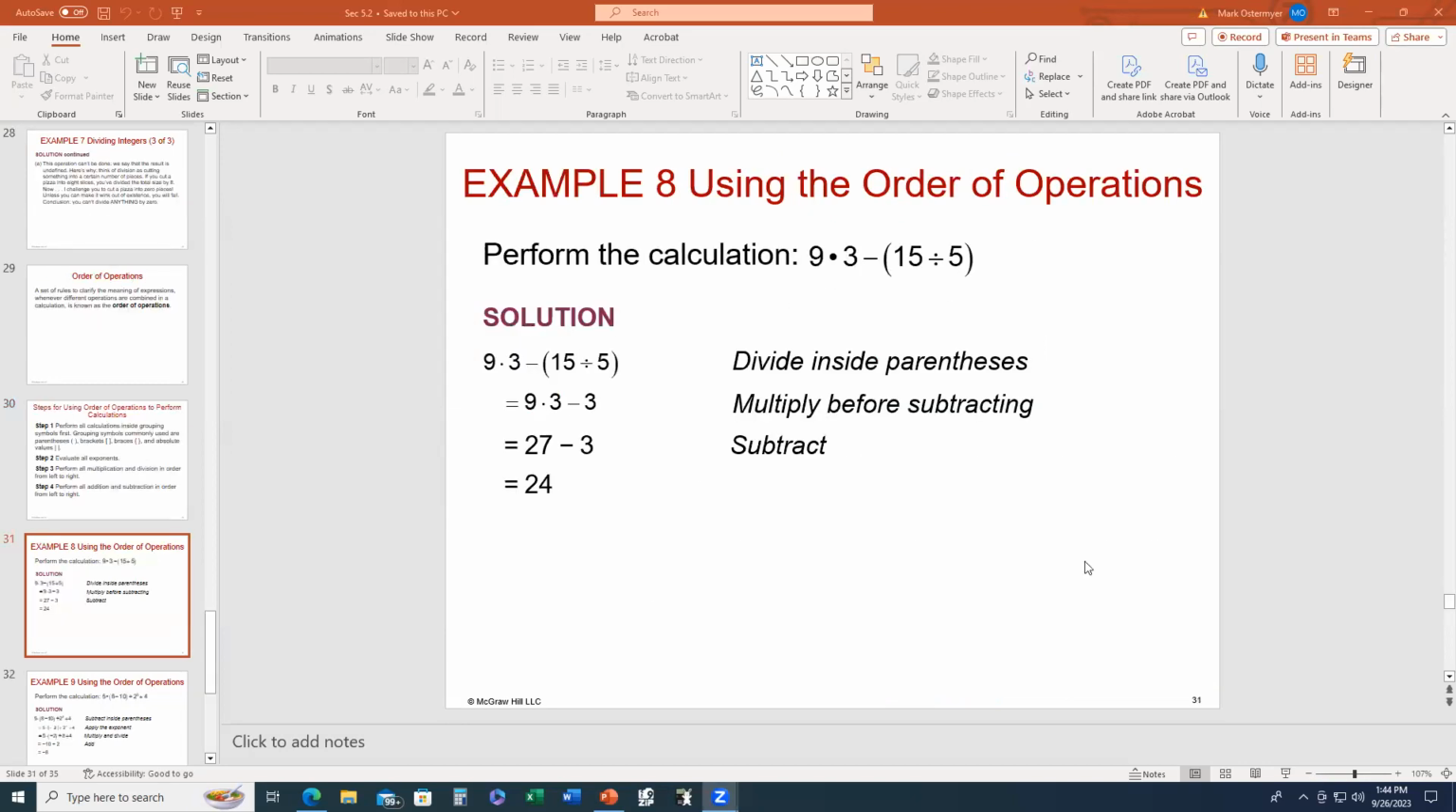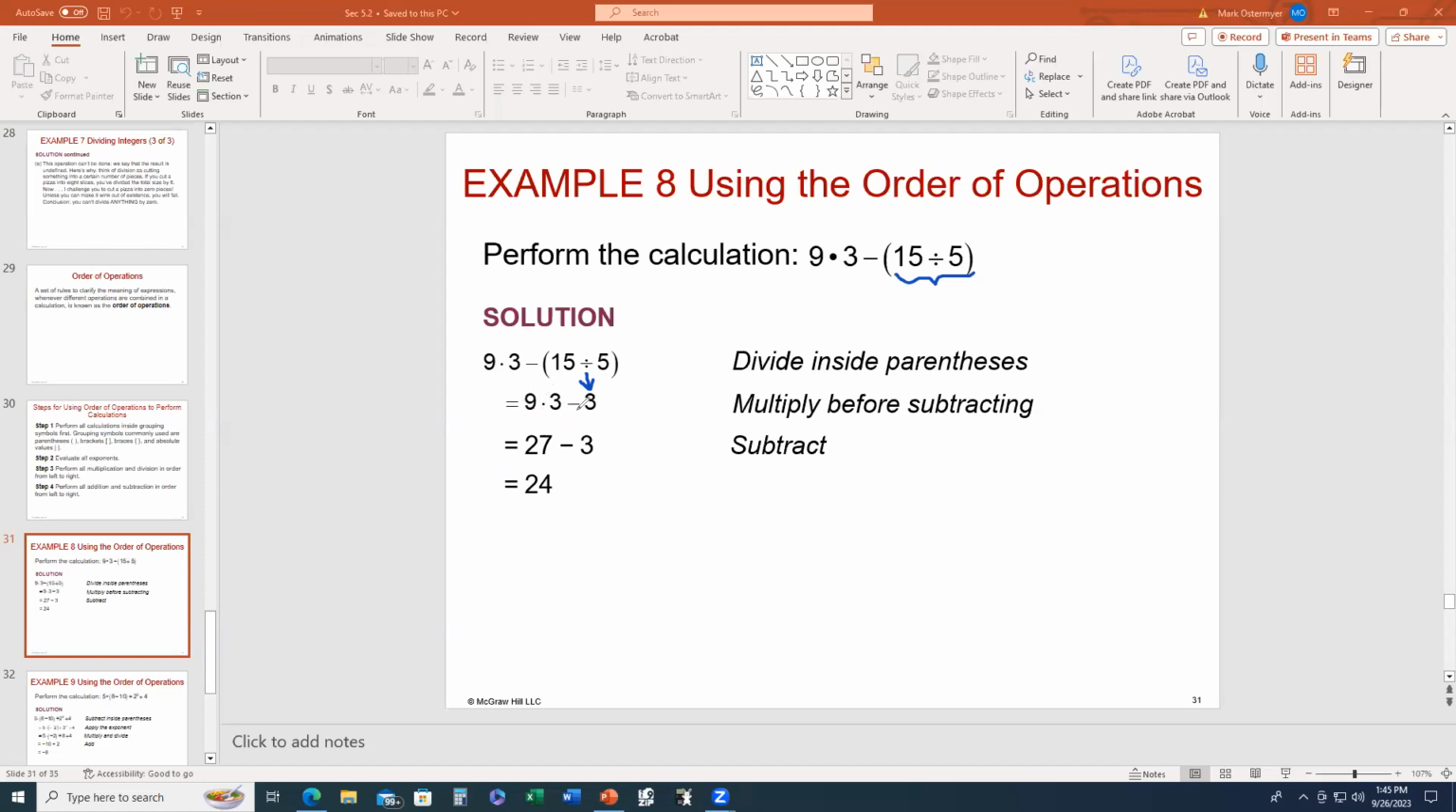All right, what do I do first here? Order of operations. Parentheses. You got to do the parentheses first. What's 15 divided by 5? 3. Notice they bring everything else down to the next line. They put an equal sign. Now what do we do next?